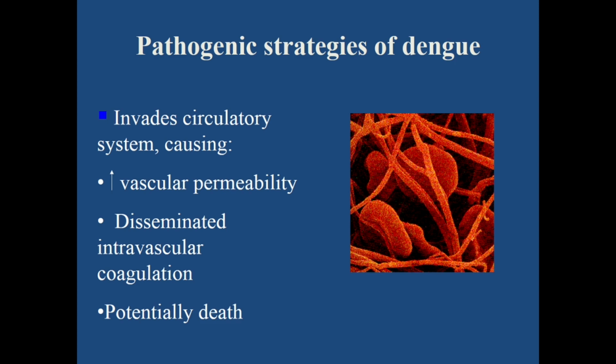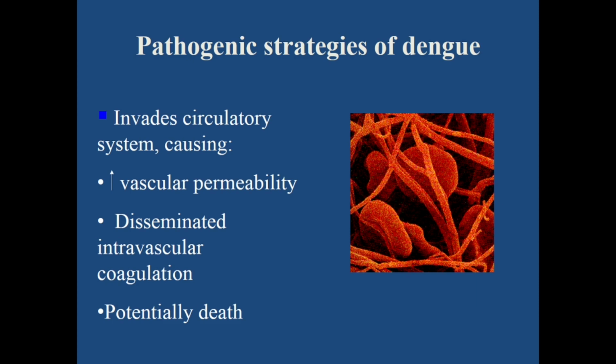The pathogenic strategy of dengue is that it invades the circulatory system, causing an increase in vascular permeability. As I've told you, these viruses cause a lot of cytokine release. As a result of these cytokines, there will be an increase in the vascular permeability. As a result of this increase, the platelets will come and try to block all the bleeding points.